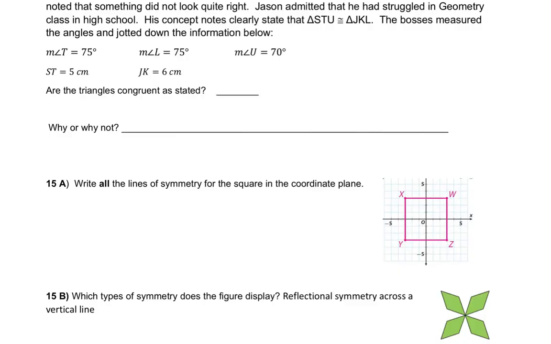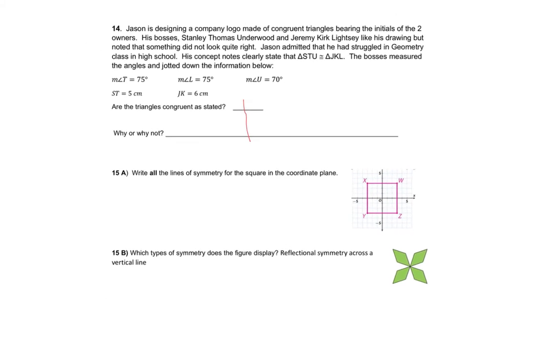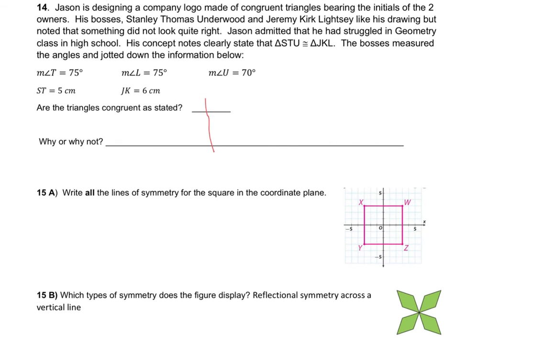All right, up next, it says something. What does it say? Jason is designing a company logo made of congruent triangles, bearing the initials of the two owners, his bosses, and so on. All right, got all that. They said something didn't look quite right.